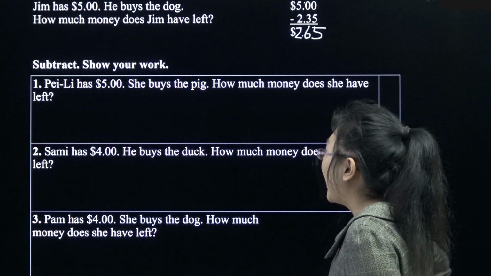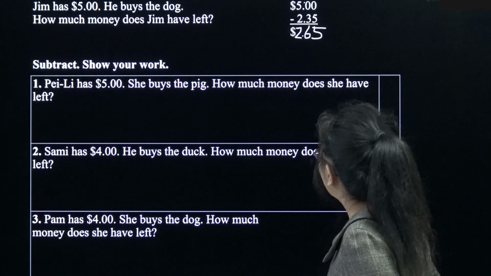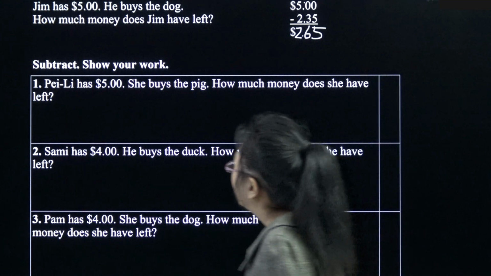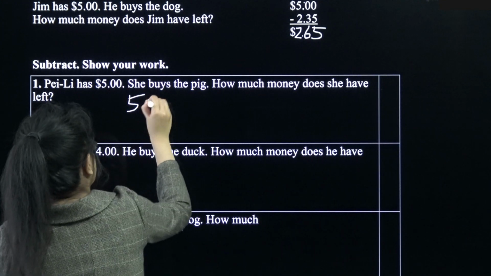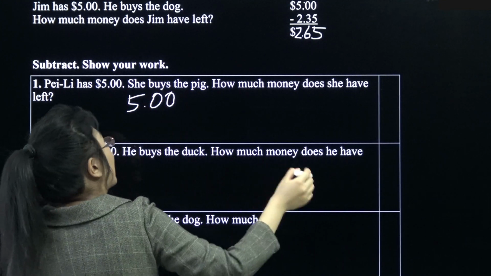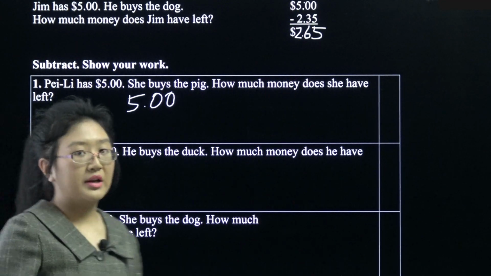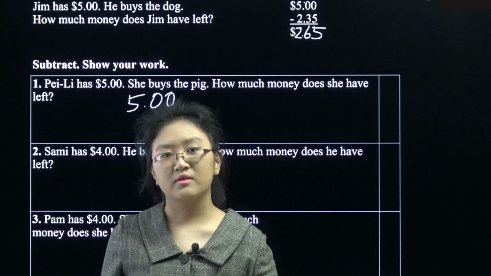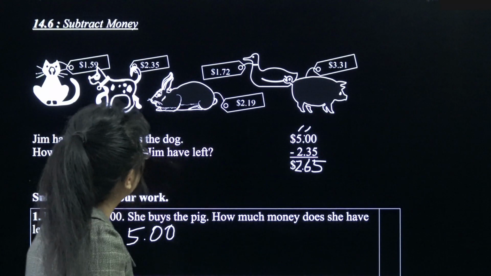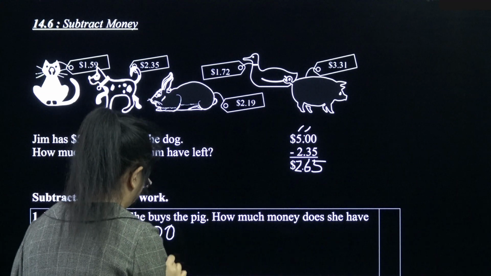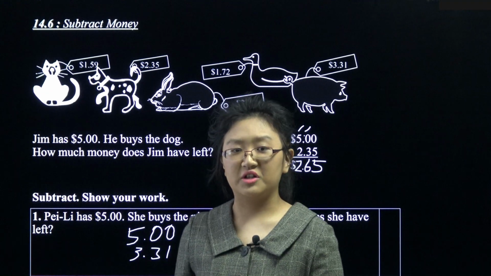Anyhow, Pei has $5. She buys a pig. How much money does she have left? $5. Oh yeah, in vertical form, I know that they draw the dollar sign here, but you honestly don't really need to. Now we're just going to go up and check how much the pig is. $3.31. Okay. Seems legit.